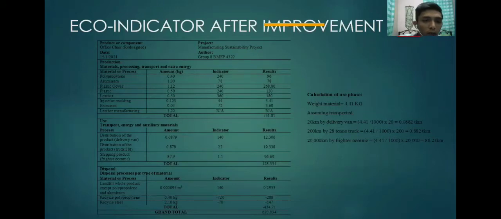Next, we go to the eco indicator after improvement. The total of production, which is material, processing, transport, and extra energy, is 751.81. The total of uses of transport, energy, and auxiliary material is 128.334.